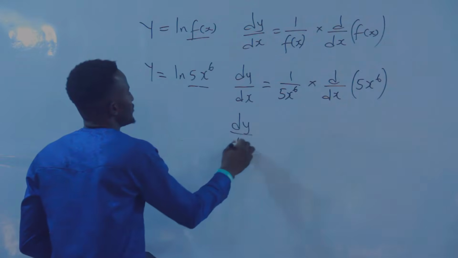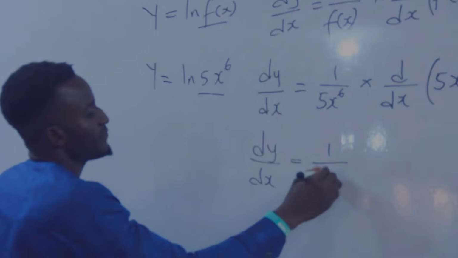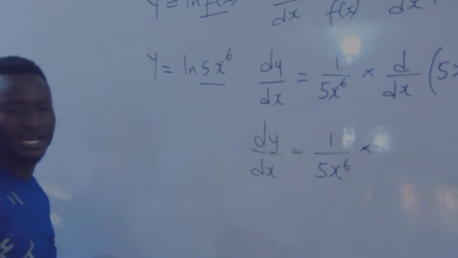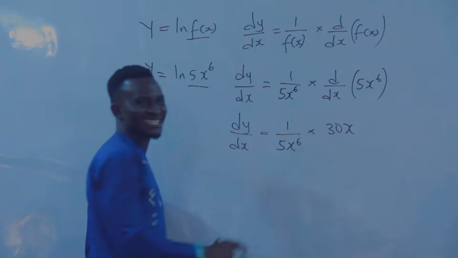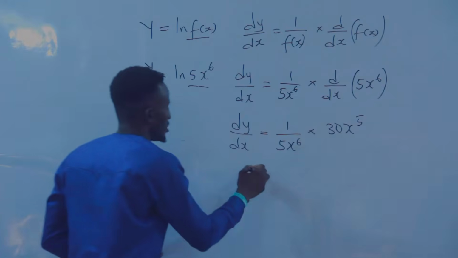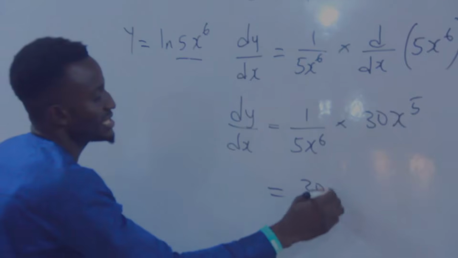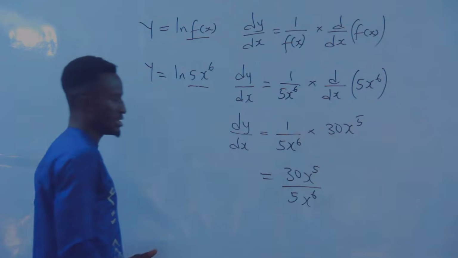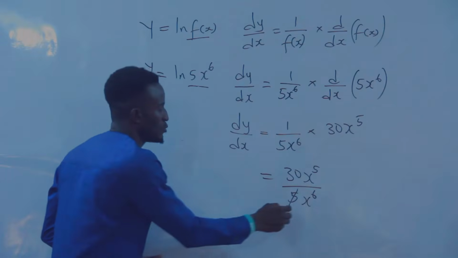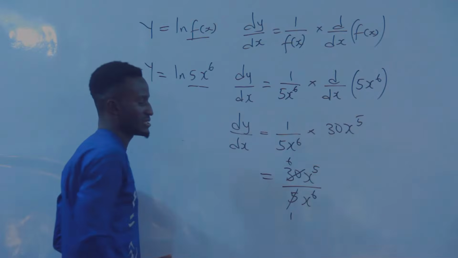Then dy/dx of this now becomes 1 over 5x raised to power 6, multiplied by the differentiation of this, which will be 6 times 5, which is 30, then x raised to power 6 minus 1, which is 5. When you multiply it together, you have 30x raised to power 5 over 5x raised to power 6. Now, let us count. We have the 5 here, and 5 in 30, that's 6.